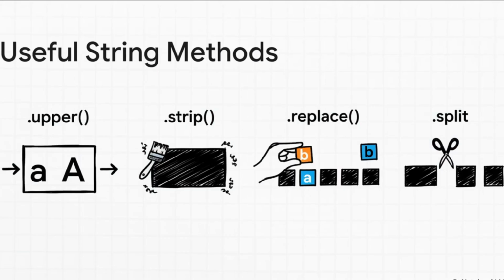And Python also gives you a bunch of awesome built-in tools, they're called methods, to play with strings. For example, .upper makes everything uppercase. .strip is a lifesaver. It removes any extra spaces from the beginning or end of a string. .replace lets you swap out one piece of a string for another. And .split can break a whole sentence into a list of individual words. Just remember that main rule. Because strings are immutable, every single one of these methods gives you back a brand new string. The original one is never touched.